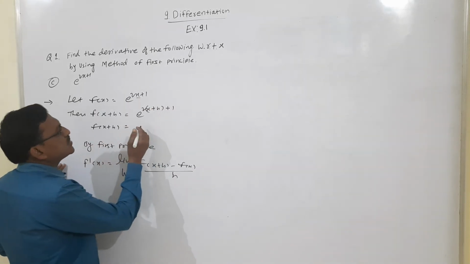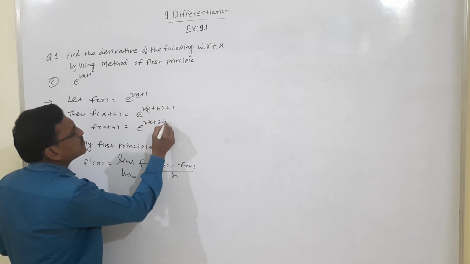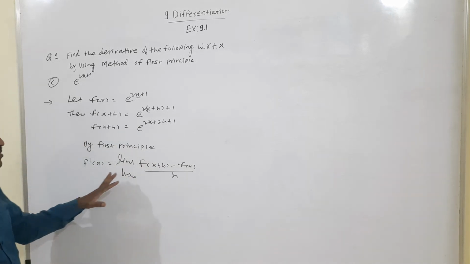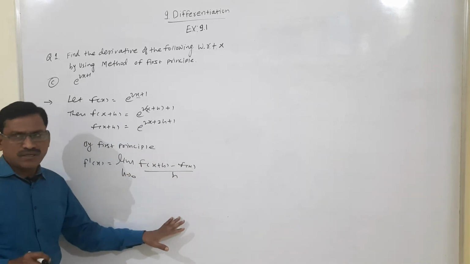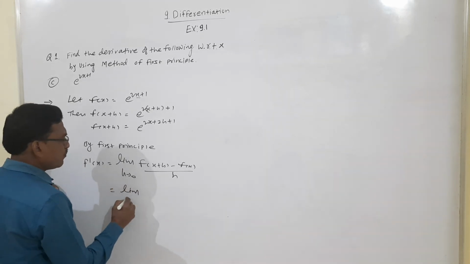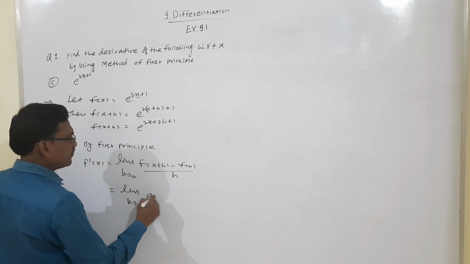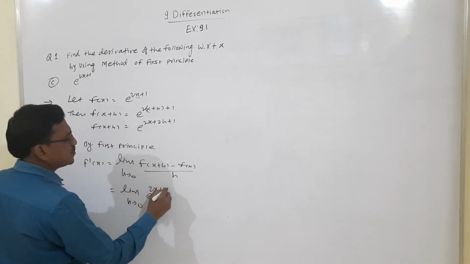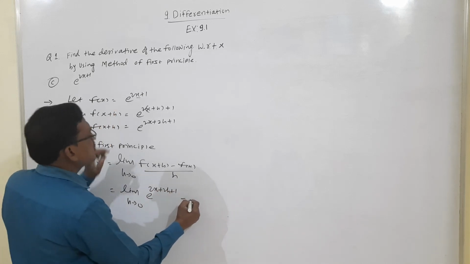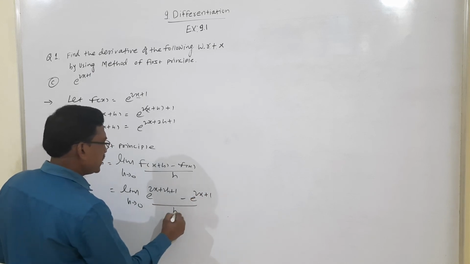Then f of x plus h equals e raised to 2 into (x plus h), that is 2x plus 2h plus 1. Now by first principle, f dash x equals limit of f of x plus h minus f of x upon h as h tends to 0. We put the value of f of x plus h, which is e raised to 2x plus 2h plus 1, minus f of x, which is e raised to 2x plus 1, whole divided by h.